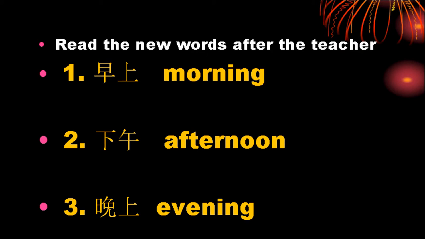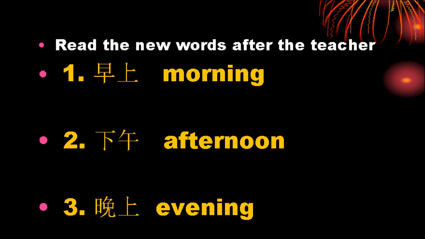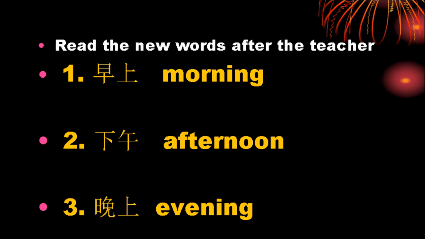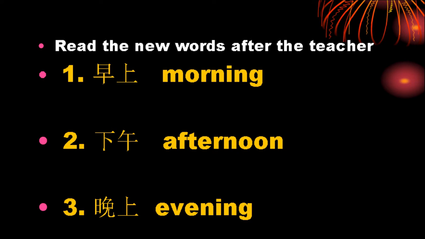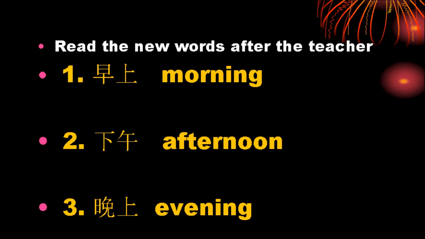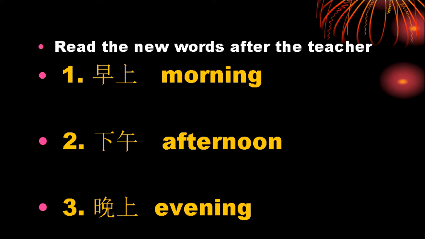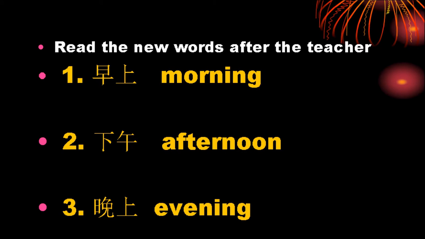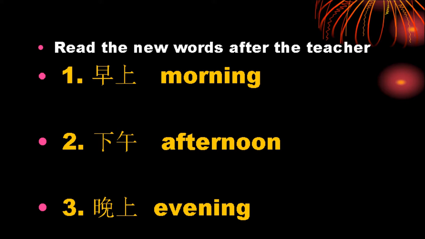Now, have you noticed number 1 and number 3? Both of them have the same word. Morning, 早上. It is 上, 早上. Number 3, evening. Evening in Chinese is 晚上. Number 1, number 3, they use the same word 上, so it's easy for you to remember. 早上, 晚上.